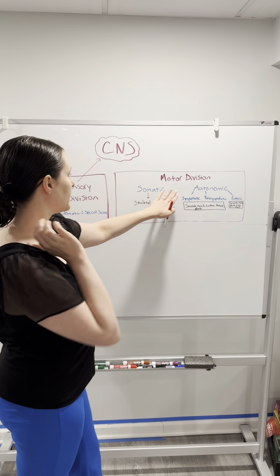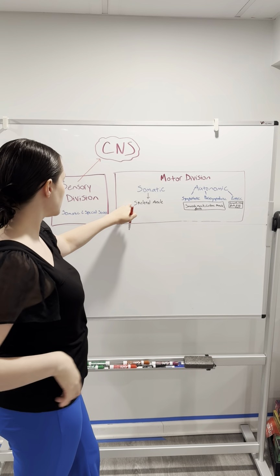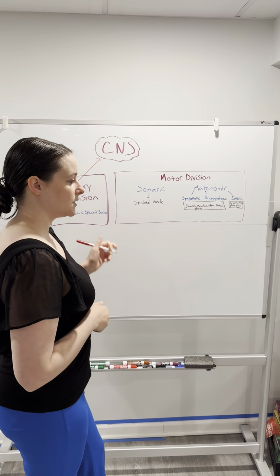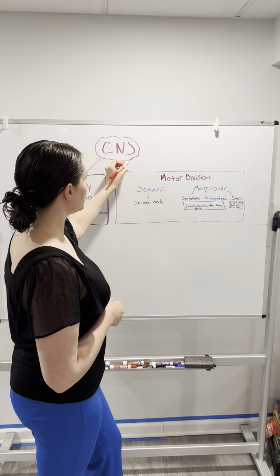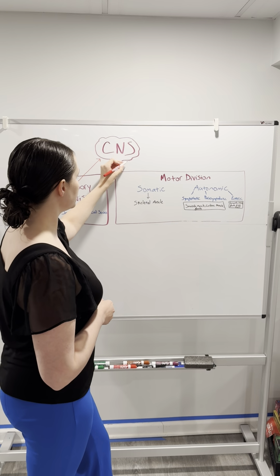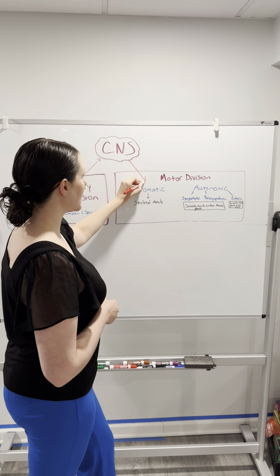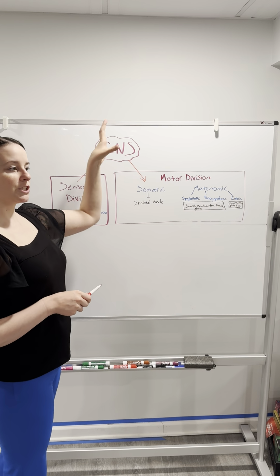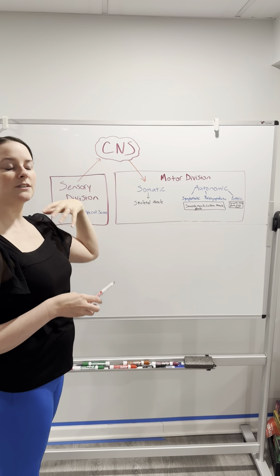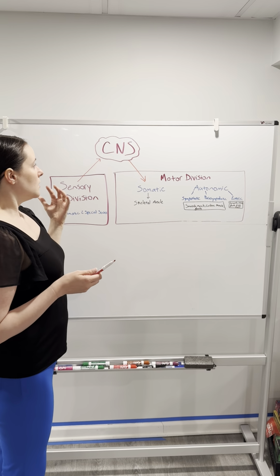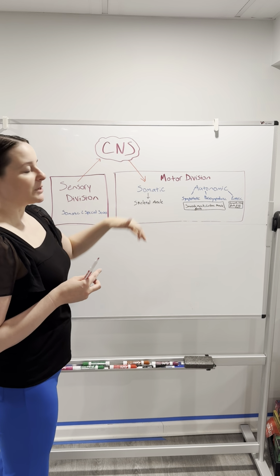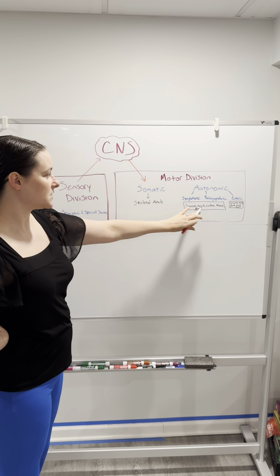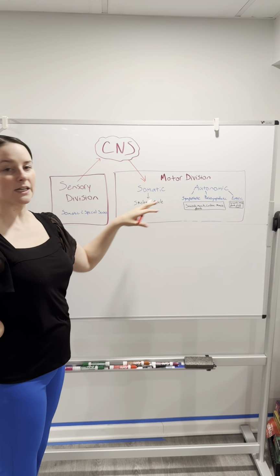Okay. Then we have our motor division. So somatic here would be our skeletal muscle. Okay. So the central nervous system integrates the information that we get from our sensory division and maybe sends out a motor output. So it sends information through neurons, right? Neurons are like an information center, right? So they send information down to skeletal muscle, maybe smooth muscle, cardiac muscle, etc.